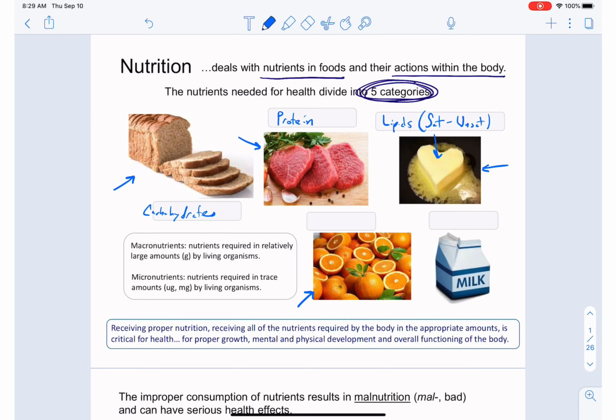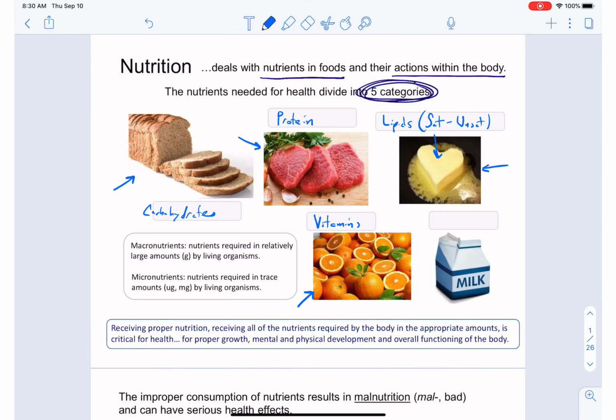What about these oranges? What comes to mind nutritionally when you think about these oranges? Well, when I see oranges or any citrus fruit, I think of vitamin C. And so another category of nutrients are vitamins.